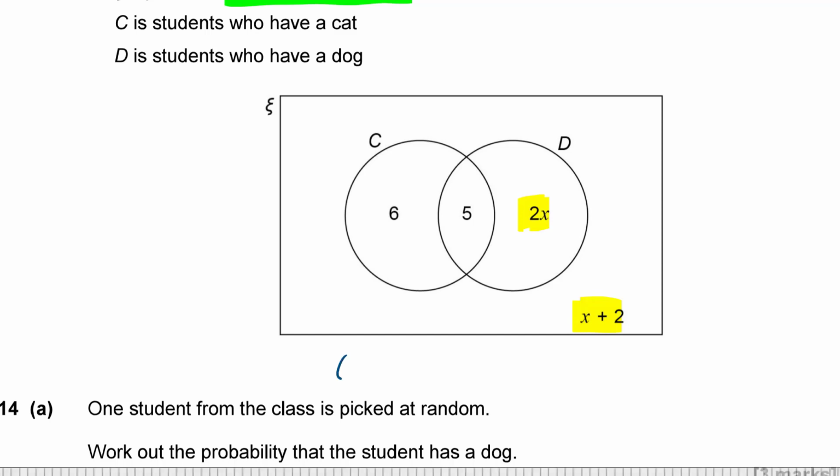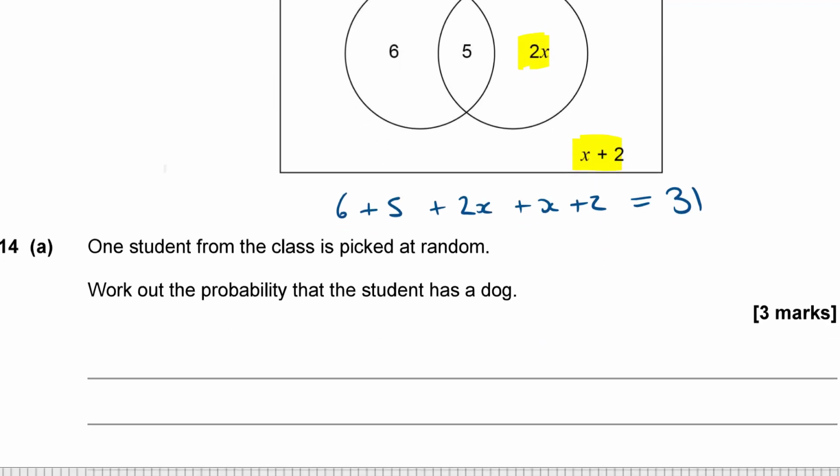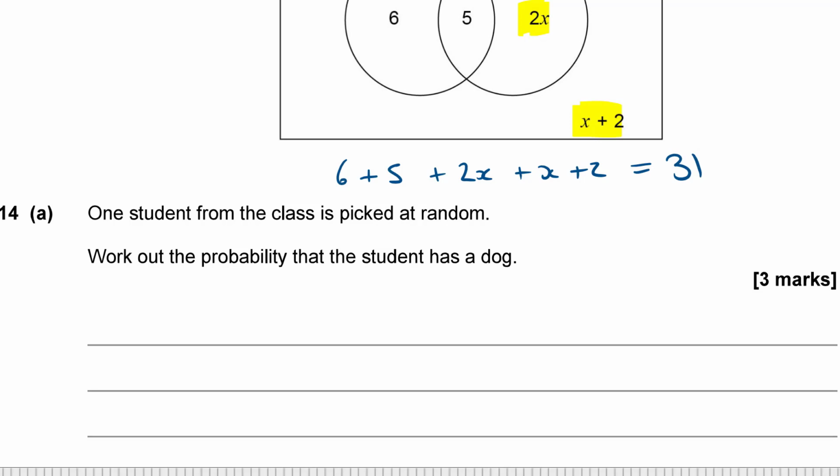So if I take my 6 and the 5 and the 2x and the x plus 2 and I add it together, that must be everything. That must be my 31. Okay, so I've got a linear equation in x that I can go on and solve. So collecting like terms together, I've got numbers here at 6, 5 and 2. That adds up to 13. And I've got 2x and x, which adds up to 3x. So 13 plus 3x equals 31.